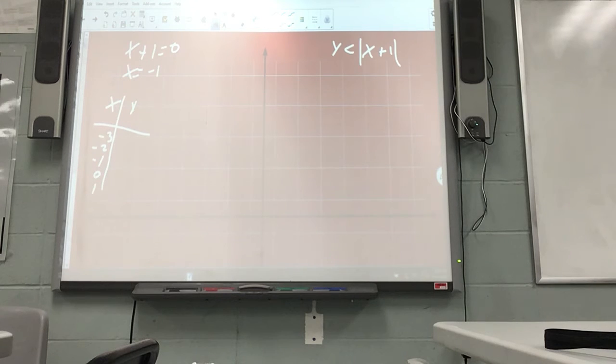Now we're going to plug those numbers in. -3 plus 1 is -2. Absolute value of -2 is 2. -2 plus 1 is -1. Absolute value of -1 is 1. -1 plus 1 is 0. Absolute value of 0 is 0.